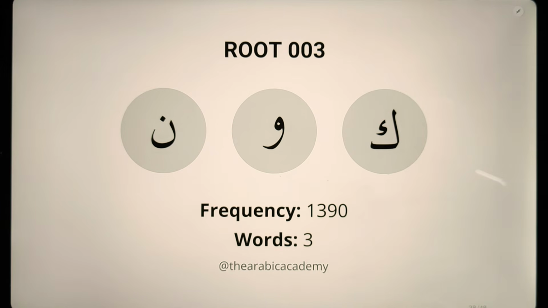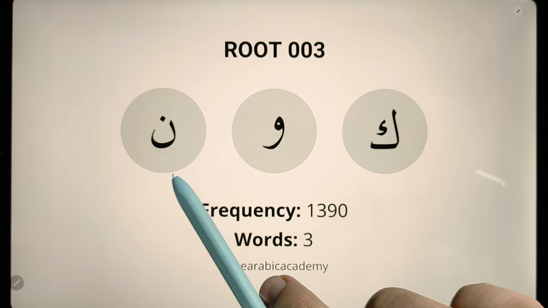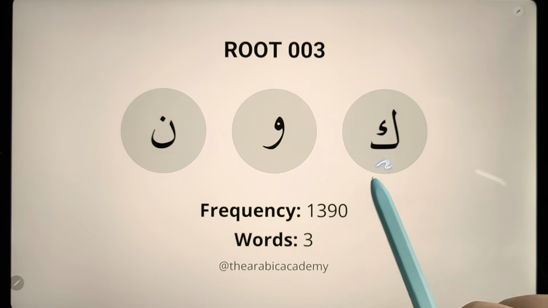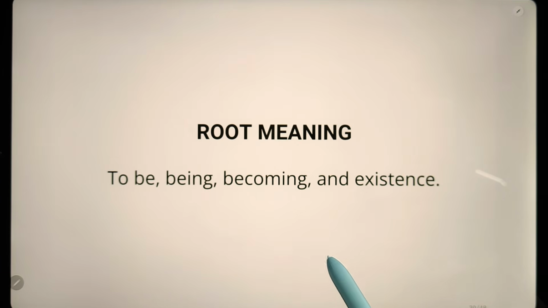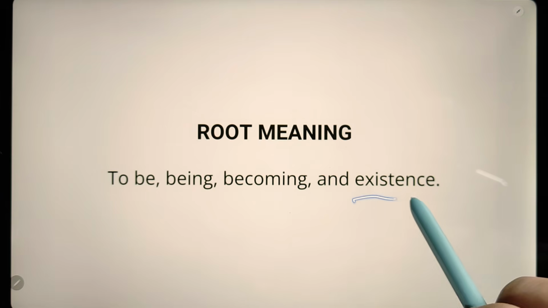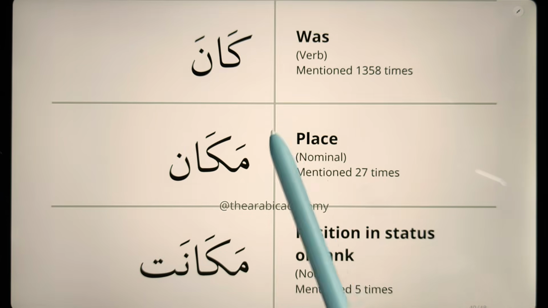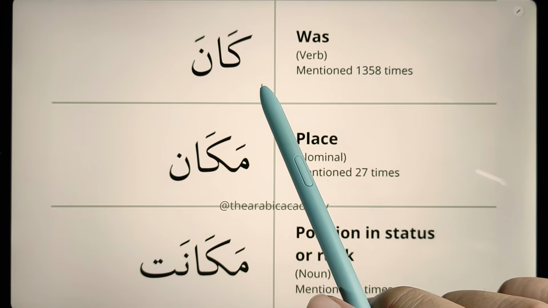Okay, the last root for today is Kaf-Wa-Noon. This root occurs 1390 times in the Quran in 3 different words. The central meaning of this root is existence and being. Let's now see the 3 different words from this root.